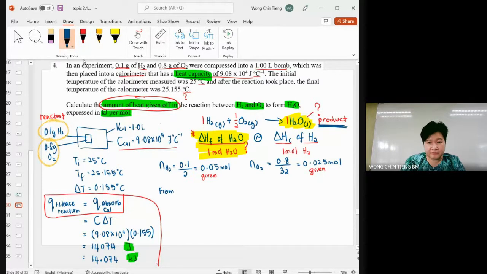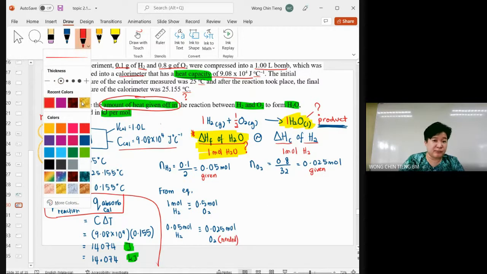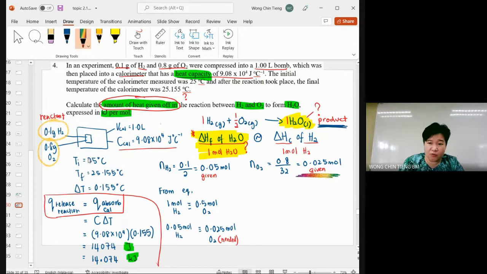So from equation, 1 mole of hydrogen gas will react with 0.5 mole of oxygen gas. Okay, so given 0.05 mole of hydrogen gas, how many mole of oxygen gas do I need? Same thing, 0.5, kamu akan perlukan 0.025 mole of oxygen gas, and that is what you need. I really hope that you remember your limiting reactant because I really don't have time for that. If you remember, when the given is the same as the needed, apa maksud dia? Maksudnya both your hydrogen gas and your oxygen gas are limiting reactant.